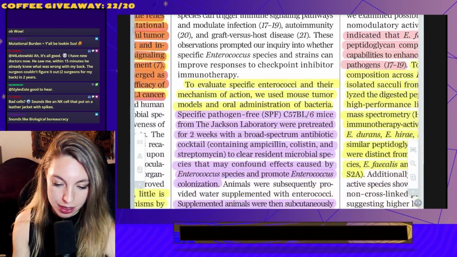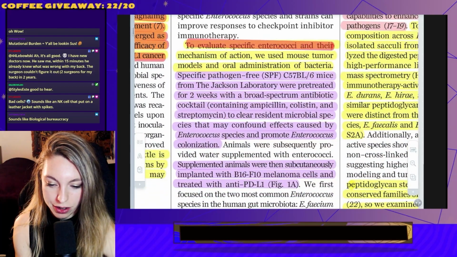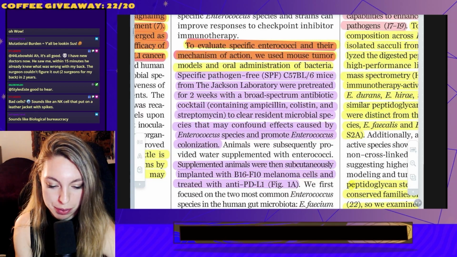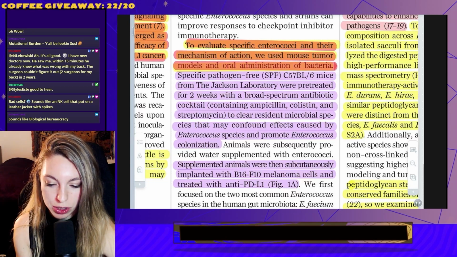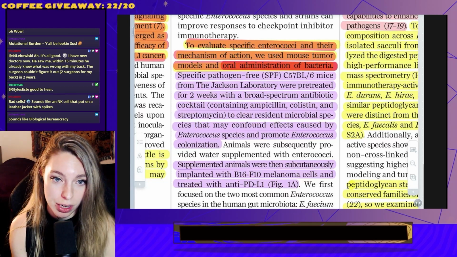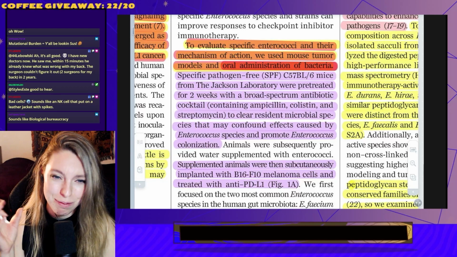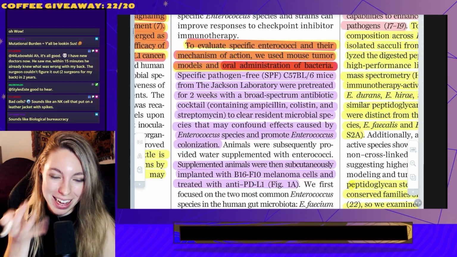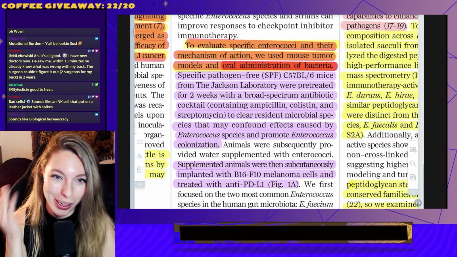Okay. To evaluate specific enterococci and their mechanism of action, we used mouse tumor models and oral administration of bacteria. So they put the bacteria, the enterococci, into their drinking water. So the mice would drink and take up the bacteria through drinking in the water.